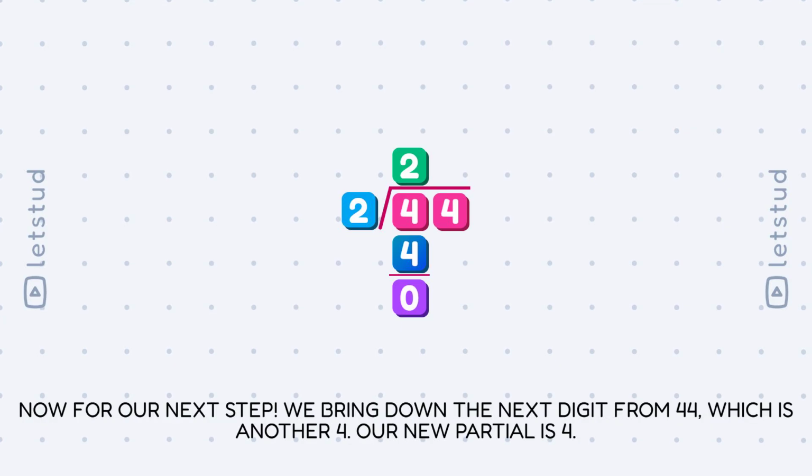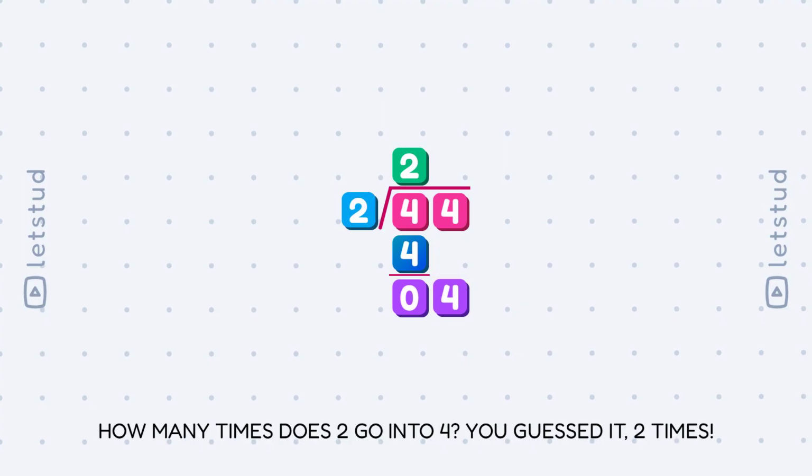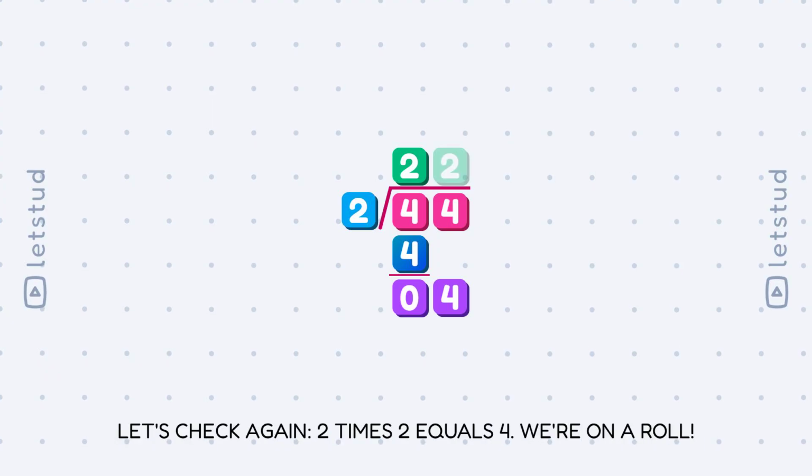Now for our next step, we bring down the next digit from 44, which is another 4. Our new partial is 4. We're using the next digit, 4, to make our new partial. How many times does 2 get into 4? You guessed it, 2 times. Let's check again. 2 times 2 equals 4, we're on a roll.